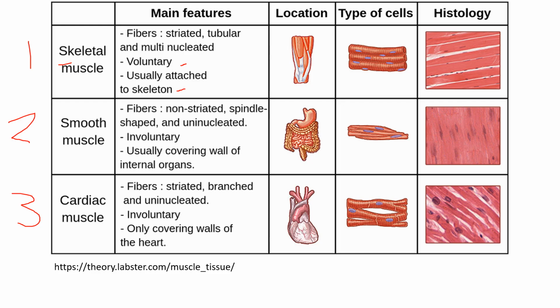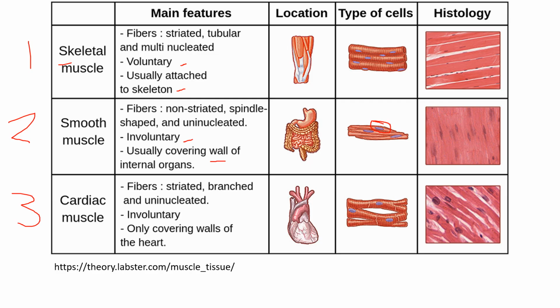Smooth muscle, in contrast, is not striated, hence the term. It is spindle-shaped and it is uninucleated, meaning there's only one nucleus per smooth muscle fiber. Action is generally involuntary and it covers the walls of internal organs.